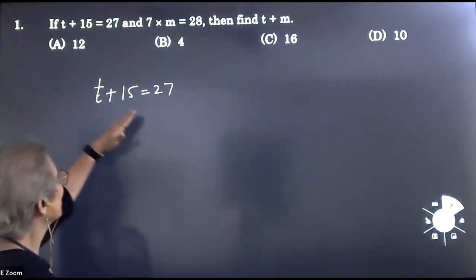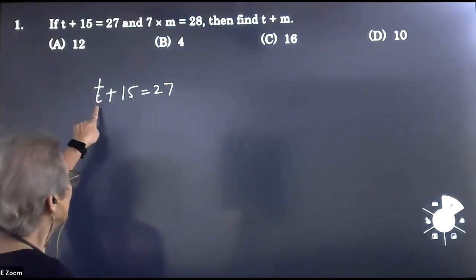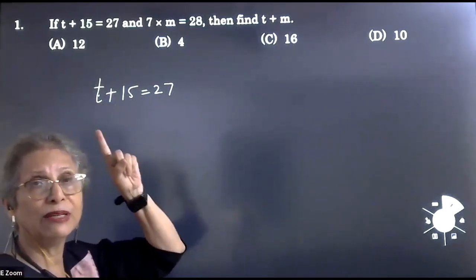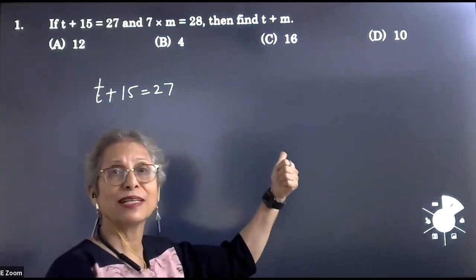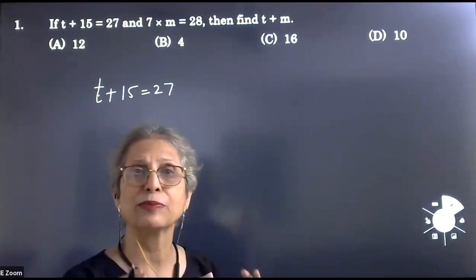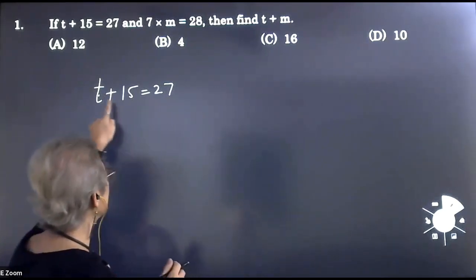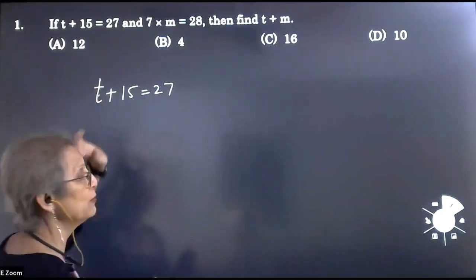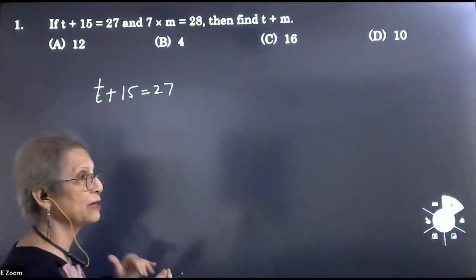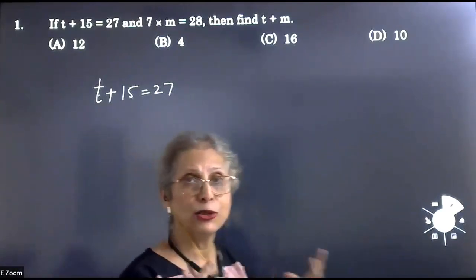So, as I have told you, we have to find the value of this T. It has a unique value. Only one value will satisfy. Satisfying this equation means both LHS and RHS must be the same. So to get 27 here, something is to be added to 15. What is to be added to 15? Now for solving this type, as I have told you, there are two methods.